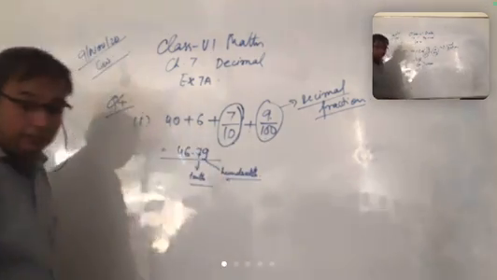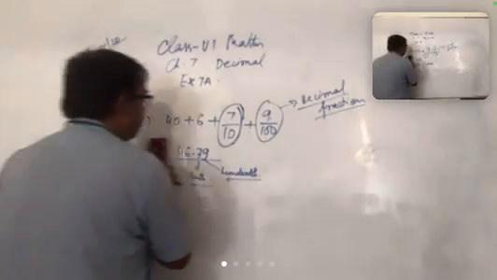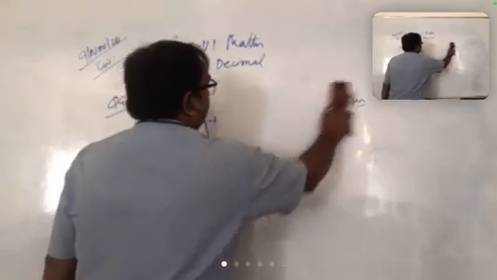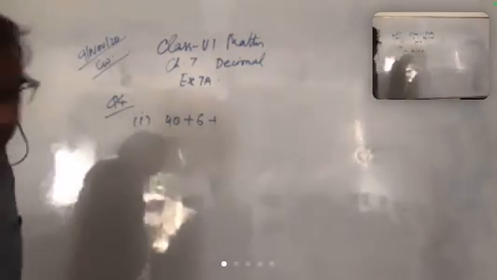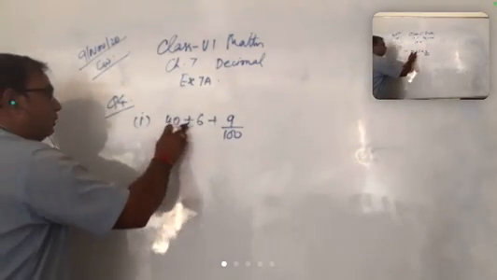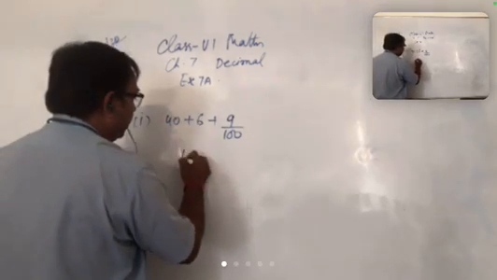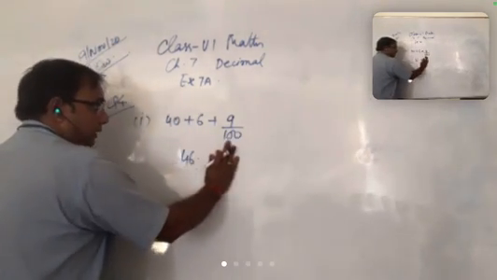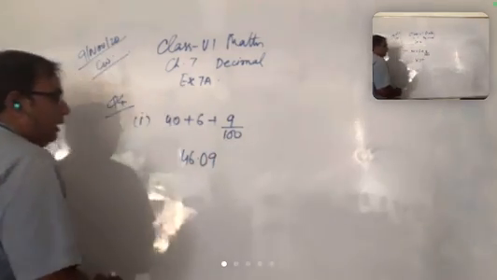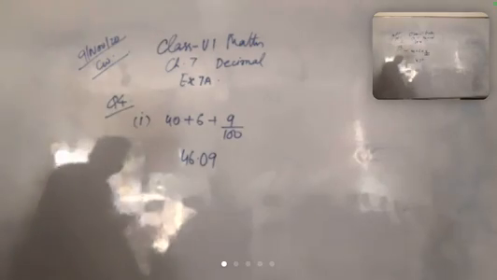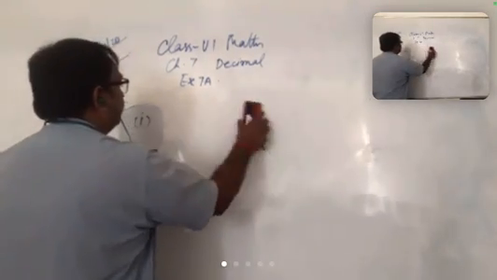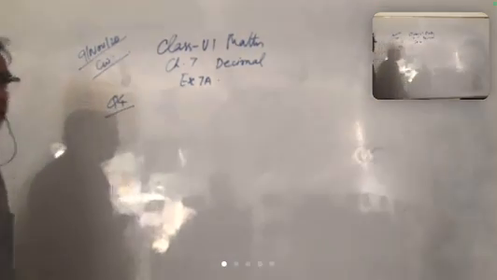If the question is not like this, suppose the question is like this, then what do we have to do? See, 40 plus 6 is 46. Then we put a dot. Now the tenth place is not there, so we can put 0 here. And now the hundredth, we put here. It's 46.09. Now I think it's clear.